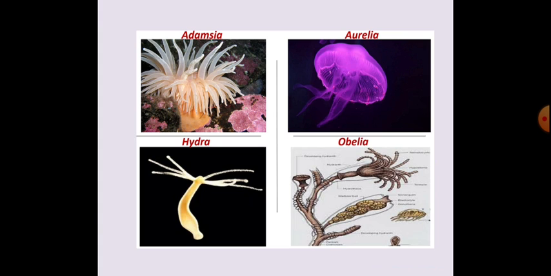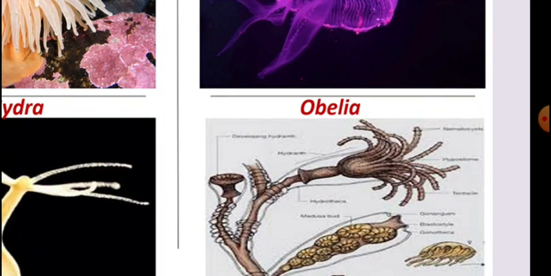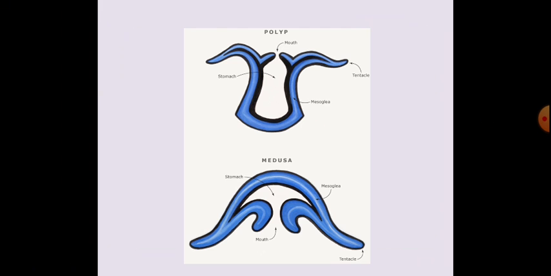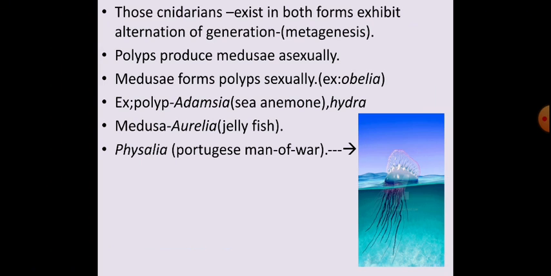See students, this is obelia. Obelia is an example where umbrella shape has been transformed to a cylindrical shape. Medusa form polyps sexually. Example is obelia. The rest of the examples are hydra, aurelia, adamsia and physalia. These all are polyps producing medusa asexually.